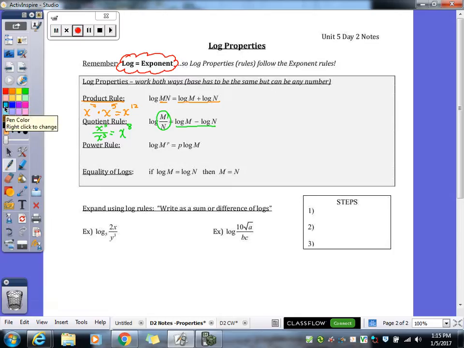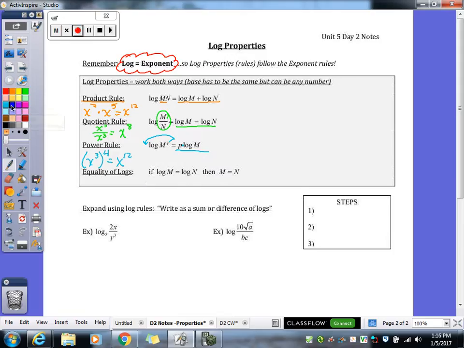The power rule. So let's say I have x to the 3rd to the 4th power, our power to a power. What would we do with our exponents there? Multiply them. So we would get x to the 12th. Again, we're doing the same thing with our logs, but what they do is they take the exponent and put it in front of the word log, like we have written over here. So it becomes p times the log of m.